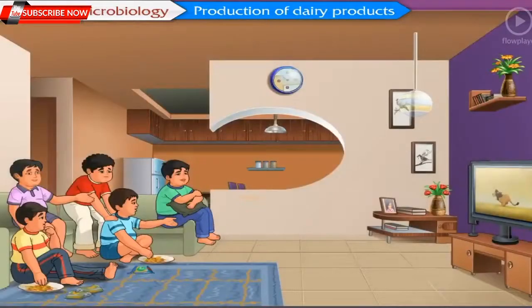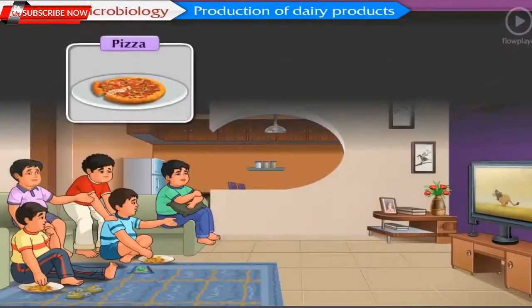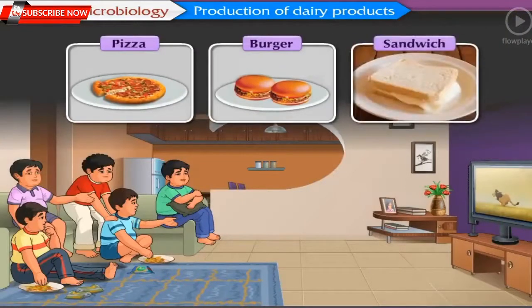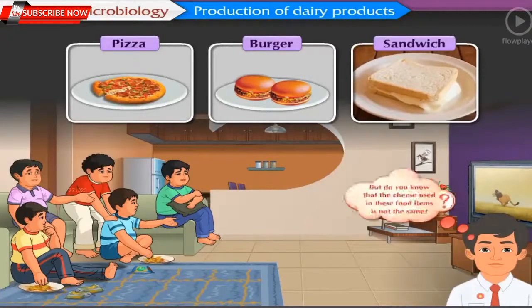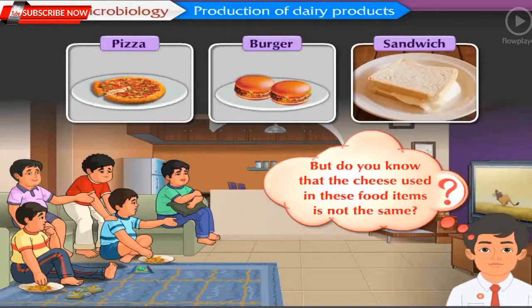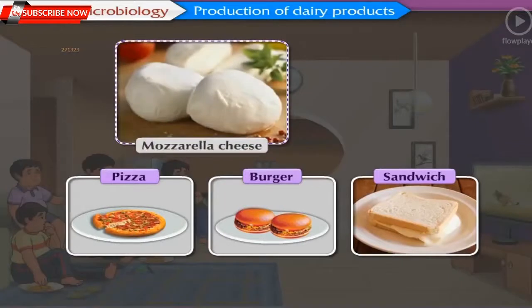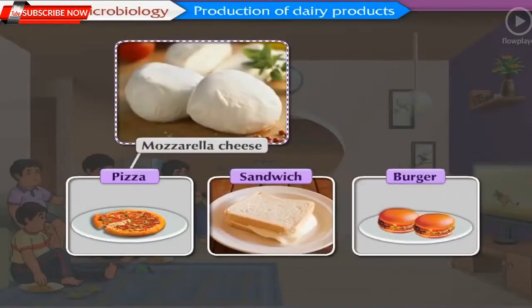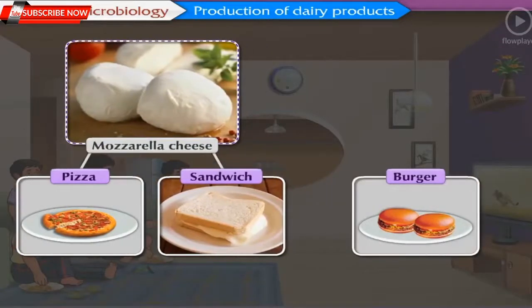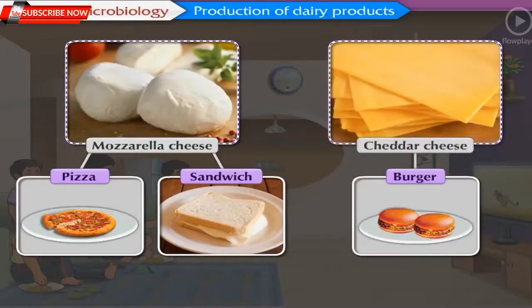A snack session of yummy mouth-watering pizzas, burgers, and sandwiches dripping with melted cheese with friends is so common nowadays. But do you know that the cheese used in these food items is not the same? Most often, grated mozzarella cheese is used in pizzas and sandwiches, whereas in burgers, sliced cheddar cheese is used most often. Mozzarella cheese and cheddar cheese.